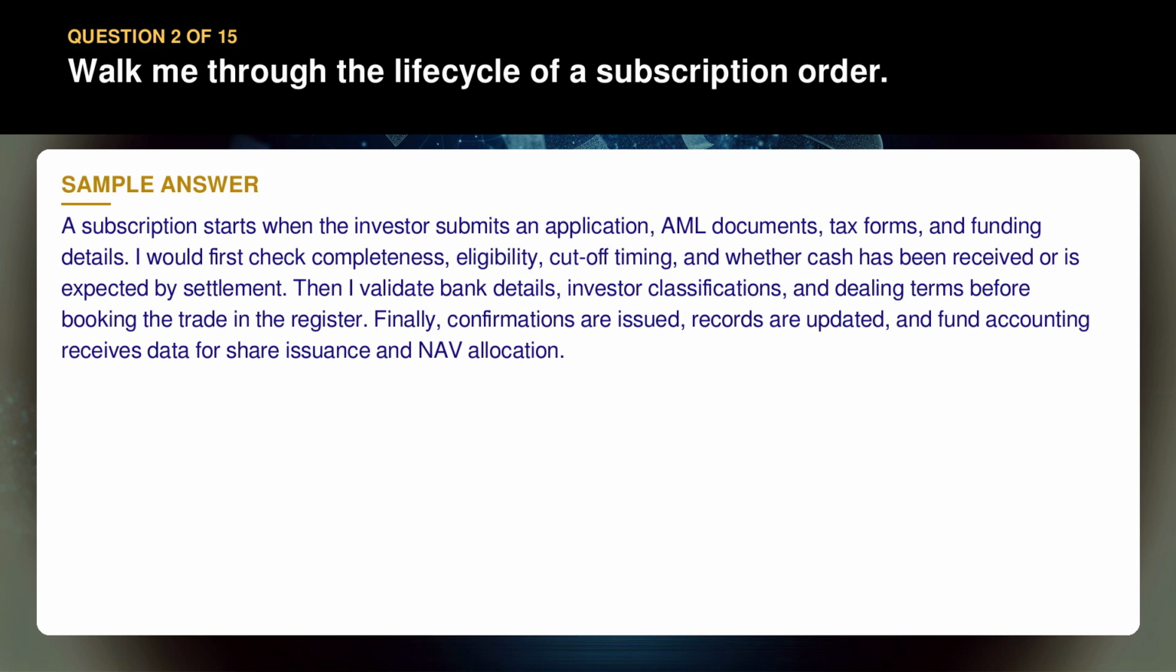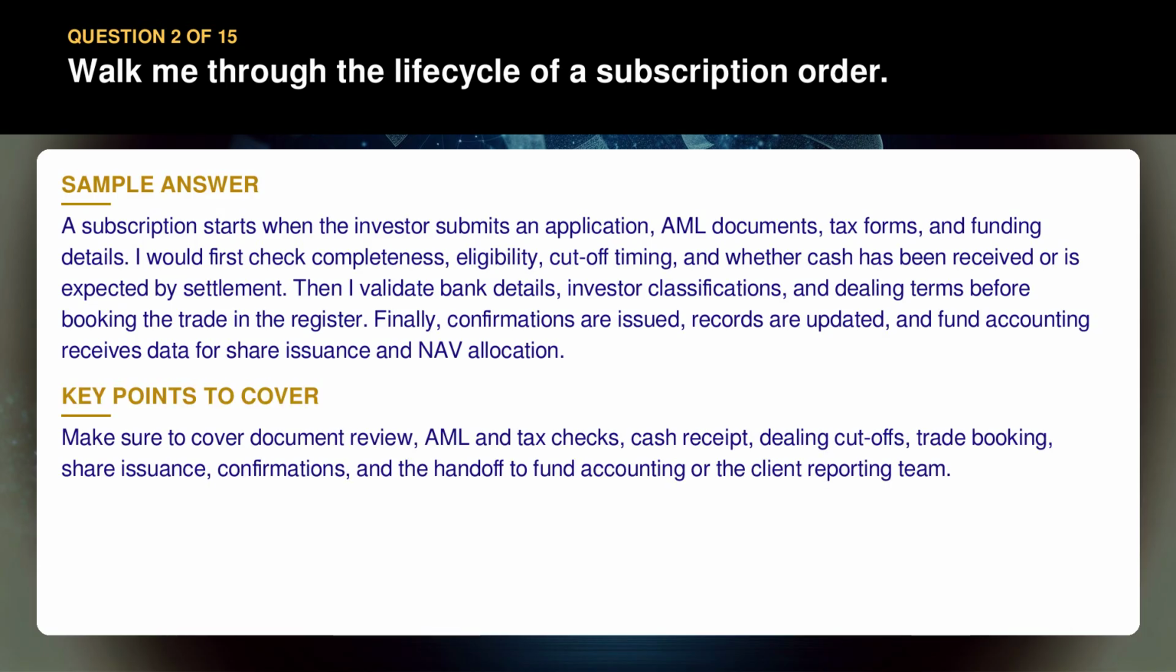Then, I validate bank details, investor classifications, and dealing terms before booking the trade in the register. Finally, confirmations are issued, records are updated, and fund accounting receives data for share issuance and NAV allocation. Make sure to cover document review, AML and tax checks, cash receipt, dealing cutoffs, trade booking, share issuance, confirmations, and the handoff to fund accounting or the client reporting team.